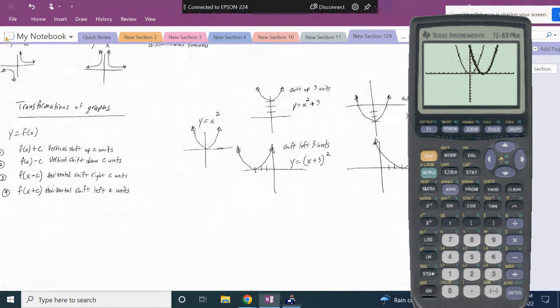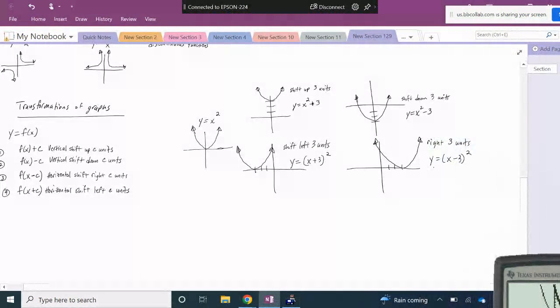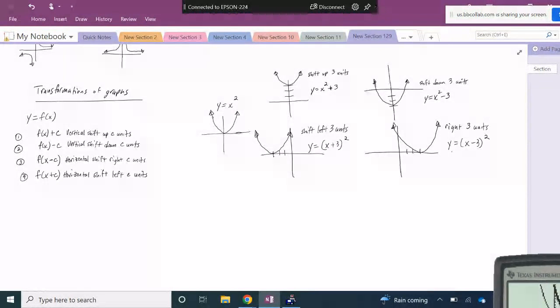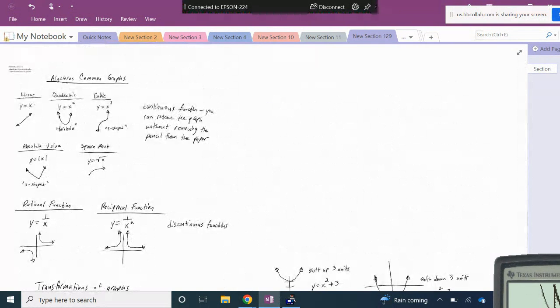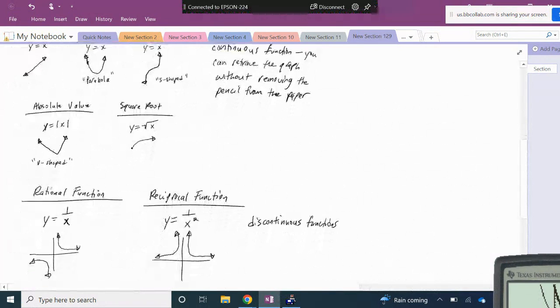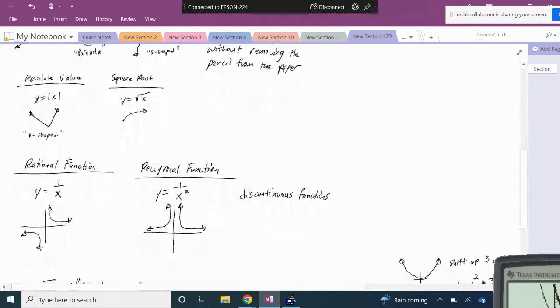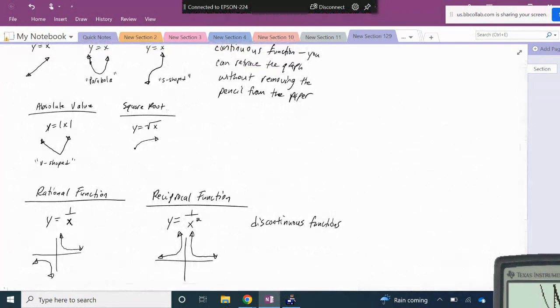All right, so any questions about how to take a function, shift it up, shift it down, shift it to the left and to the right? Now we can do this with all of these functions. Well, we're not really going to use linear. I just kind of threw linear in. But we can do that with all of these functions.